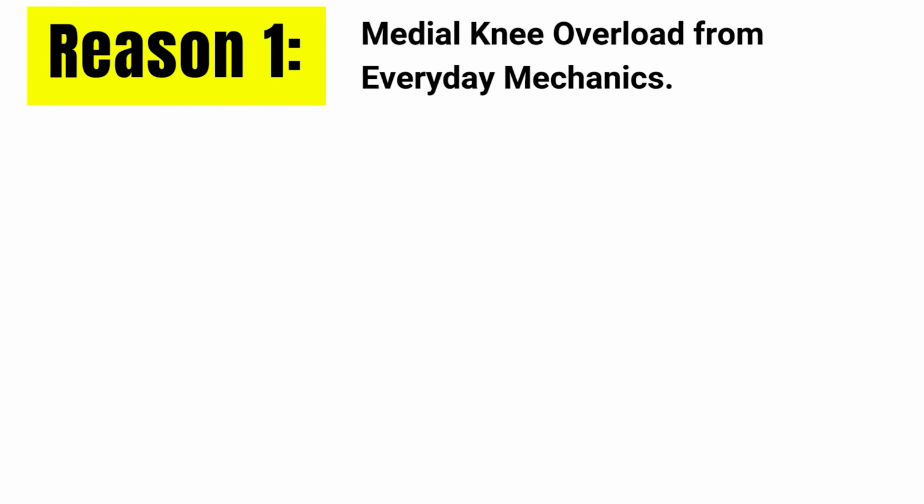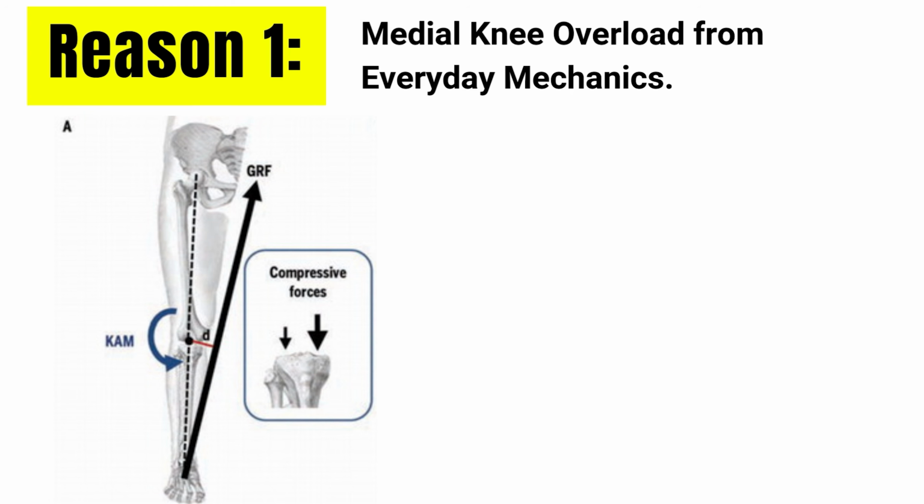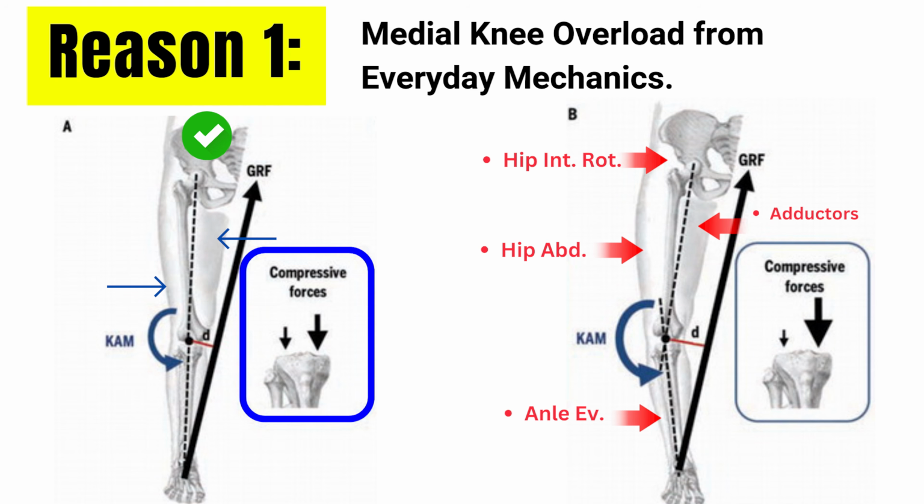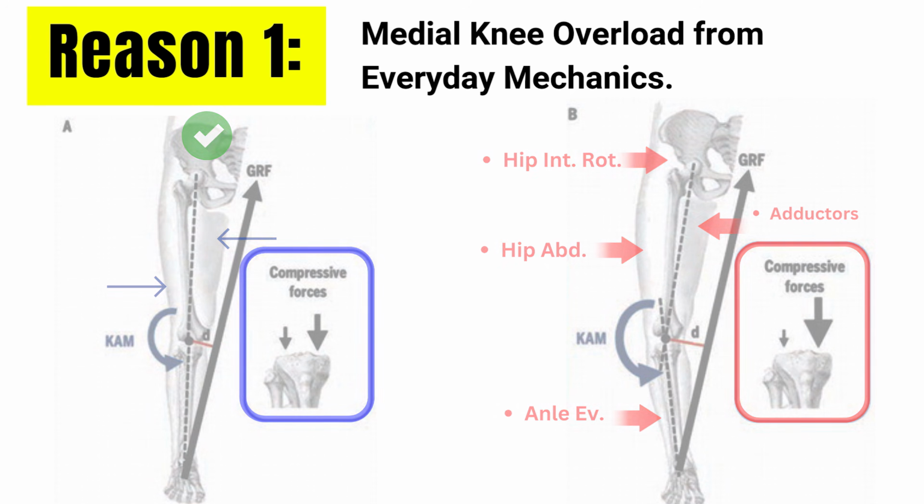So the first reason is medial knee overload from everyday mechanics. In a normal scenario, the ground reaction forces and the compressive forces on the knee are divided on both medial and lateral sides. Therefore, the knee is not damaged and stability is achieved. But in some individuals, due to some muscular imbalances, the whole GRF and compressive forces are increased on the medial side, and therefore the medial knee gets overloaded, resulting in bow legs deformity with time.